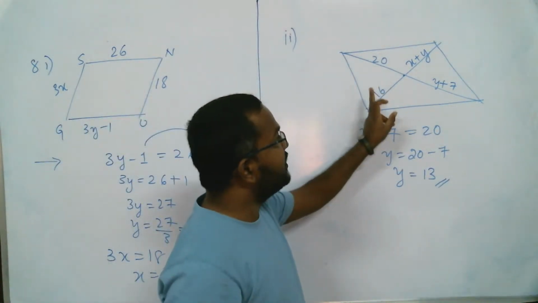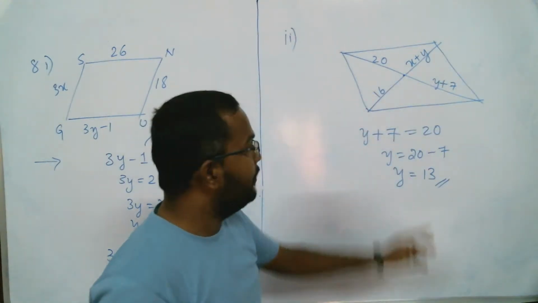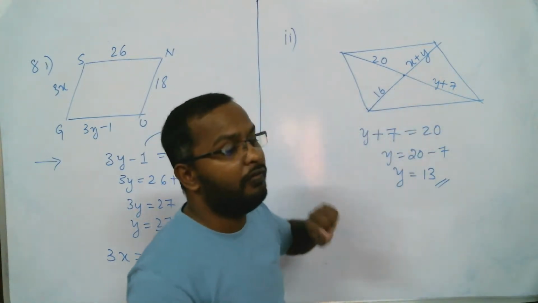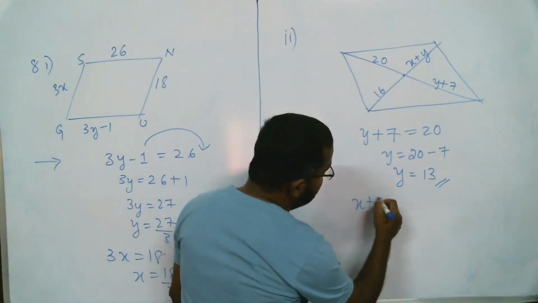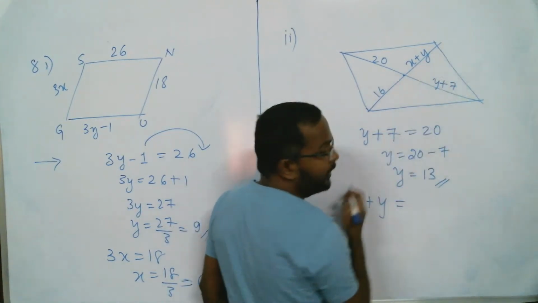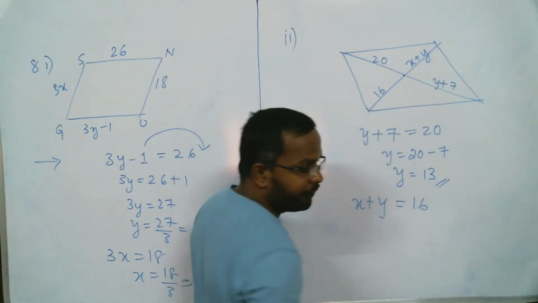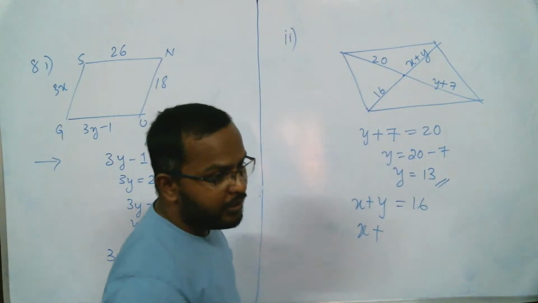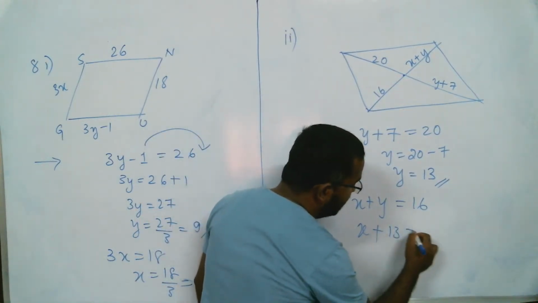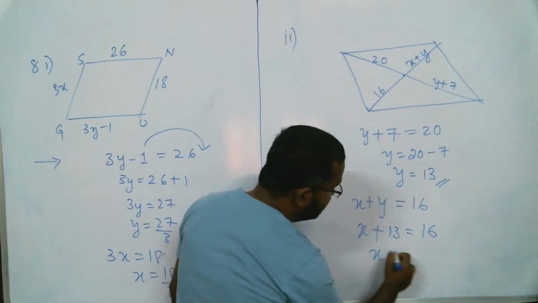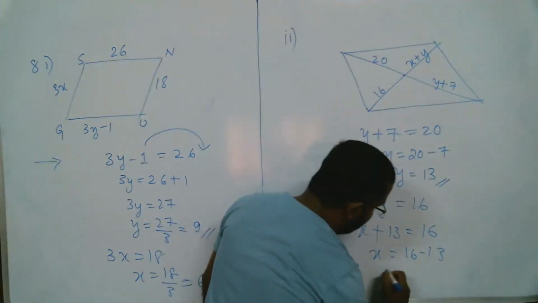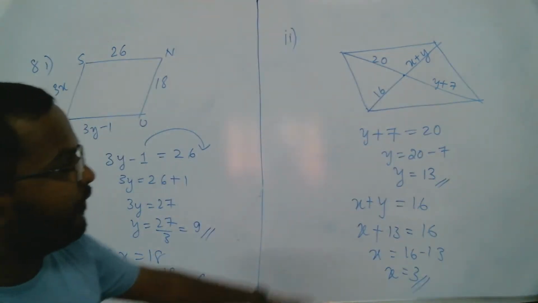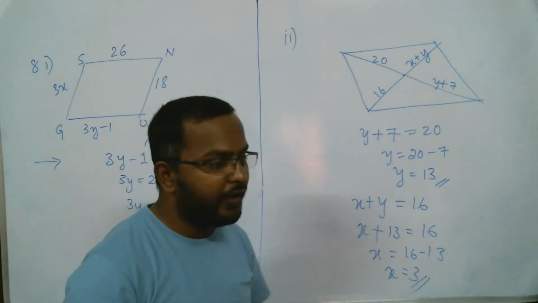Now this 16 is equal to x plus y, because this line is becoming two halves. So this half and this half are equal. That means x plus y should be equal to 16. The value of y is 13, so x plus 13 is equal to 16. Then x is equal to 16 minus 13. You will get x is equal to 3. So the value of y is 13, and the value of x is 3.